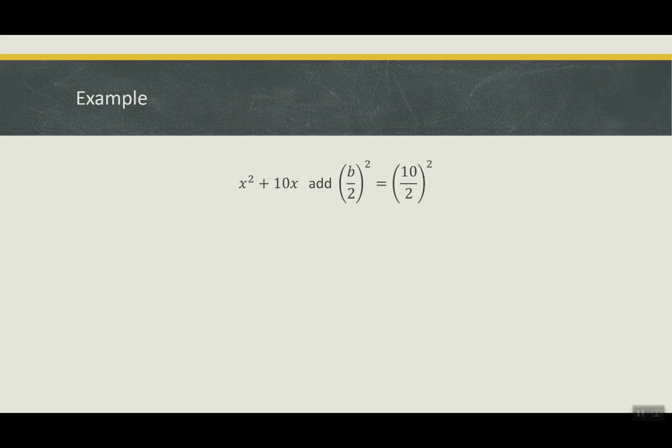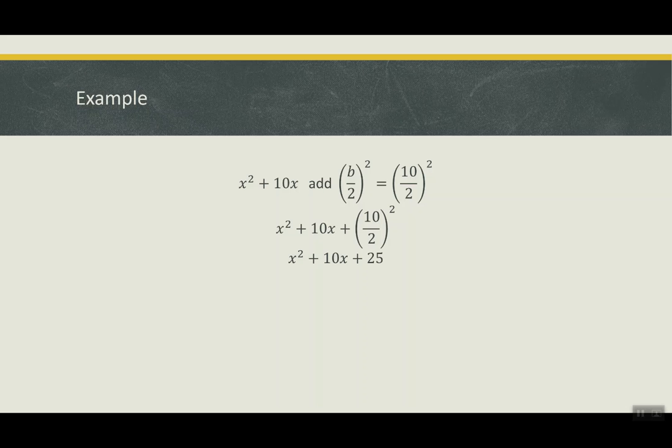Let's say I had x squared plus 10x. Okay, what am I going to do? I want to add b over 2. So my b here is 10. So I'm going to have 10 over 2 squared. Right? So it's always whatever number is in front of the x, I'm going to divide that by 2 and square it. So here's what I have. I have x squared plus 10x, and I have 10 over 2 squared. Okay, 10 over 2 is 5. 5 squared is 25, so we can write it that way.